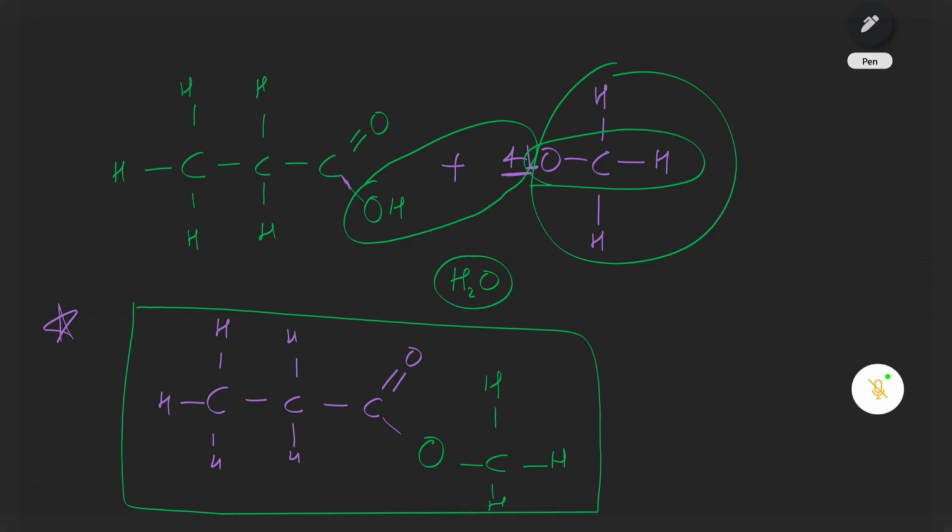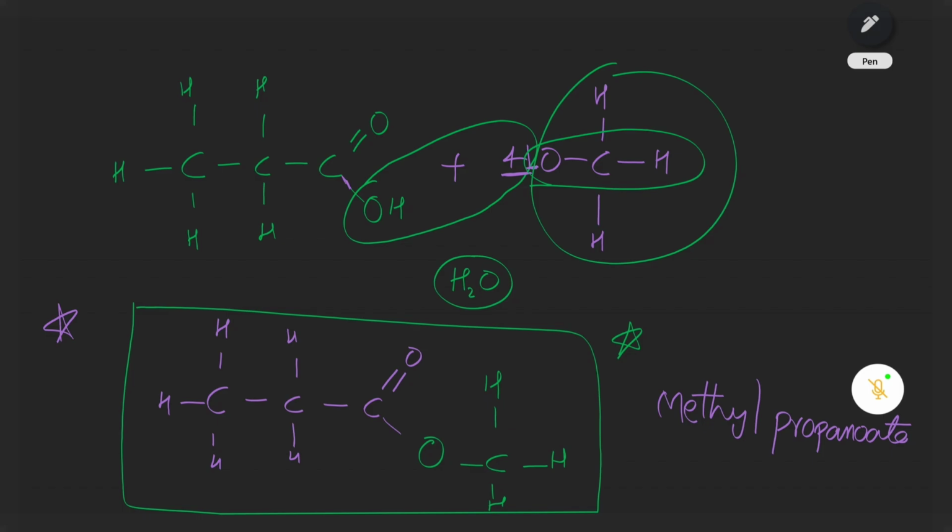Okay. Now, whenever you are drawing an ester, please keep in mind that you have to draw the carboxylic acid first and the alcohol next. But when you are naming it, make sure you write the alcohol name first and then the carboxylic acid. So what will be the name of this compound? The name of this compound will be methyl propanoate. Okay, methyl propanoate. Now, this is the formula for the ester.